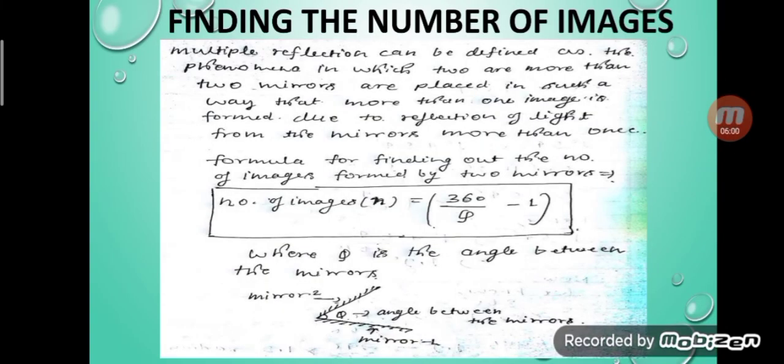So how can we find the number of images? The number of images is denoted by n and it is found by the formula n equals 360 upon x minus 1, where x is the angle between the mirrors. So the number of images formed in two plane mirrors inclined at an angle x to each other is given by this formula. When two mirrors are parallel to each other, the angle between them is 0, so they form infinite number of images.